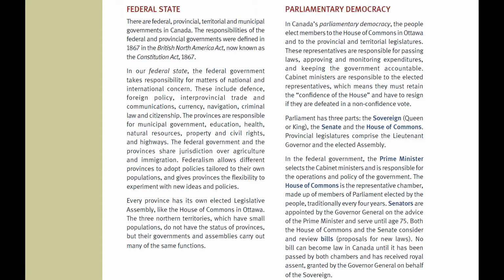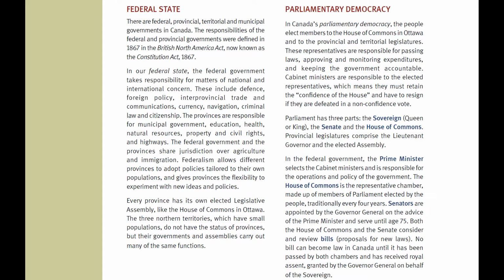These include defense, foreign policy, interprovincial trade and communications, currency, navigation, criminal law, and citizenship. The provinces are responsible for municipal government, education, health, natural resources, property and civil rights, and highways. The federal government and the provinces share jurisdiction over agriculture and immigration.